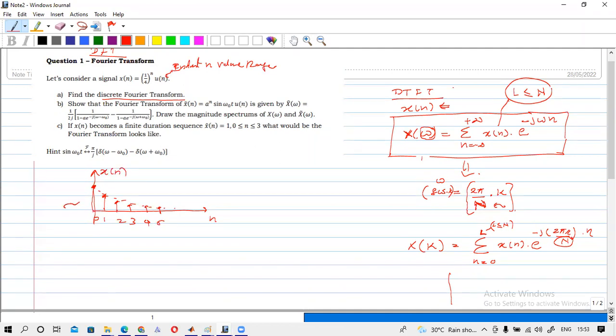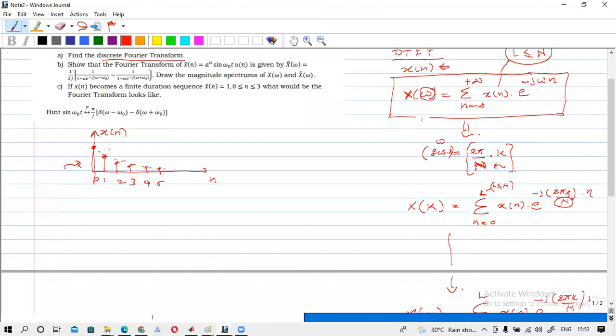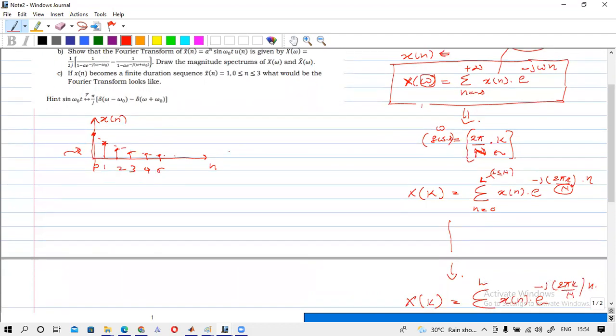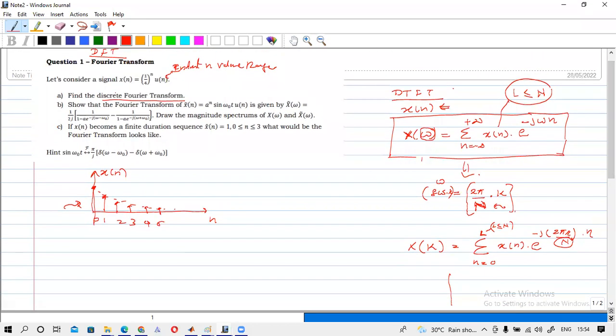Here you have a signal, and you are asked to find the discrete Fourier transform, not the Fourier transform. If you were asked to find the Fourier transform, the answer would be different. These words are very important. Here it is the discrete Fourier transform, that means DFT. So you are asked to find the DFT.